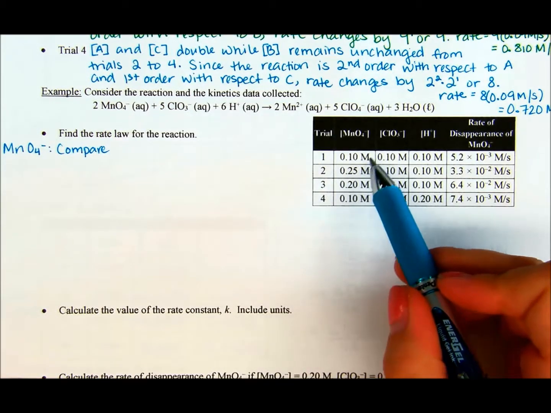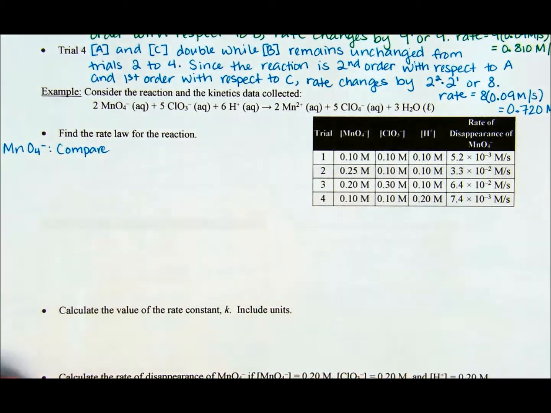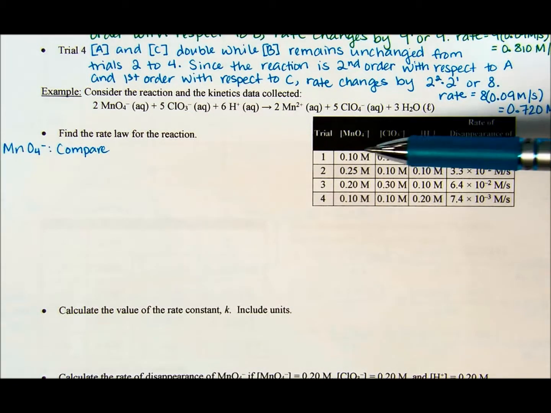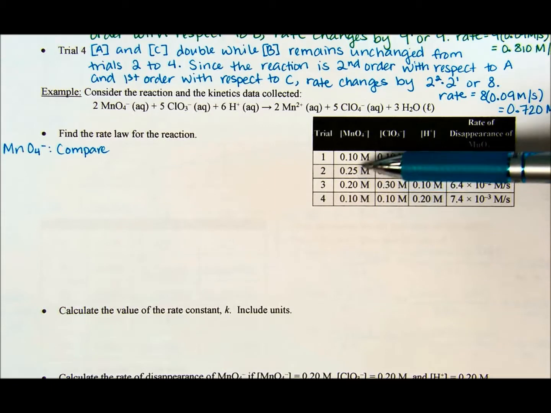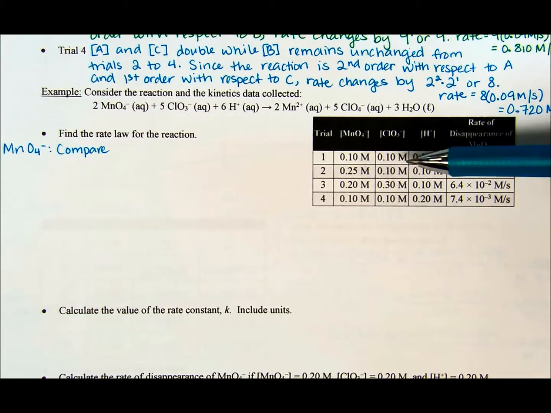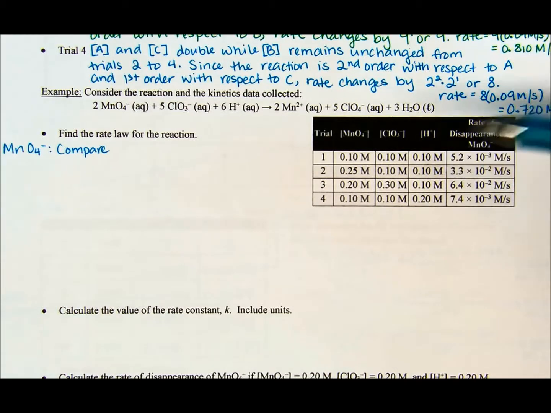So which 2 trials would you compare for MnO4? Go ahead and pause it and try to find the 2 trials that you would compare. Okay, so hopefully you have chosen trials 1 and 2 because the MnO4 is different, and so we can find what the rate law is with respect to MnO4 here, but our ClO3 and our H+ haven't changed, so we can just not bother with those at all.